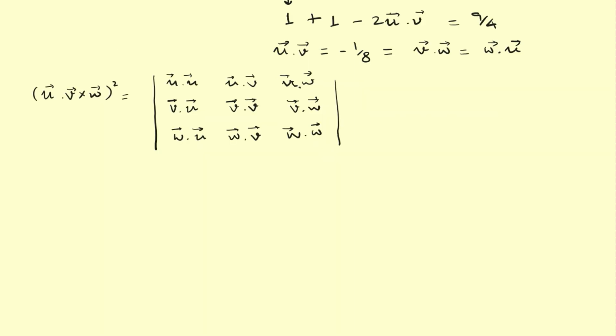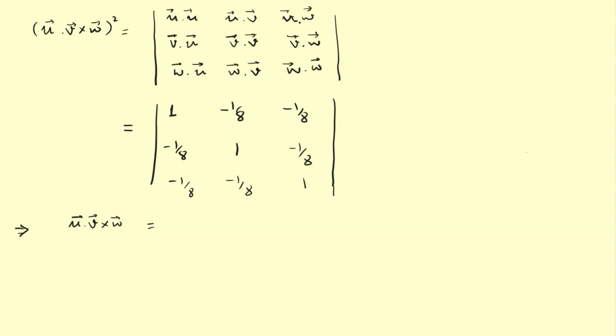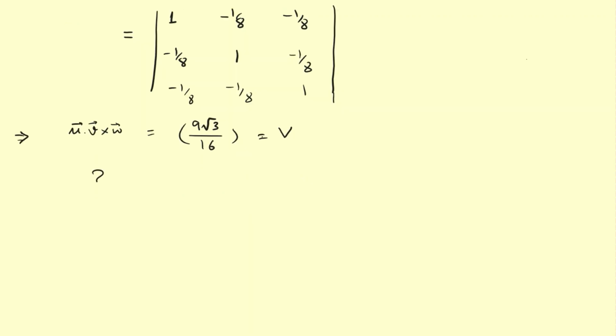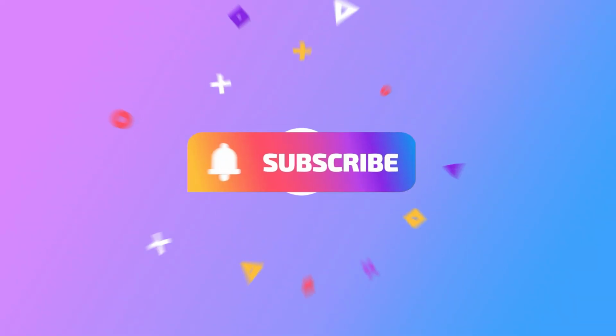The question asks for the volume of the parallelepiped, which is mod of u dot v cross w, and that can be evaluated by this expression as given here. Now putting the values of these elements, you get 1 here, minus 1 by 8 here, and then minus 1 by 8 here, and so on. And then we need to evaluate this expression. On evaluation, the value of u dot v cross w comes out as 9 root 3 by 16. So this is the value of V as given in the question, and therefore, the value of 80 by root 3 V will come out to be 45, which is the answer for this question.